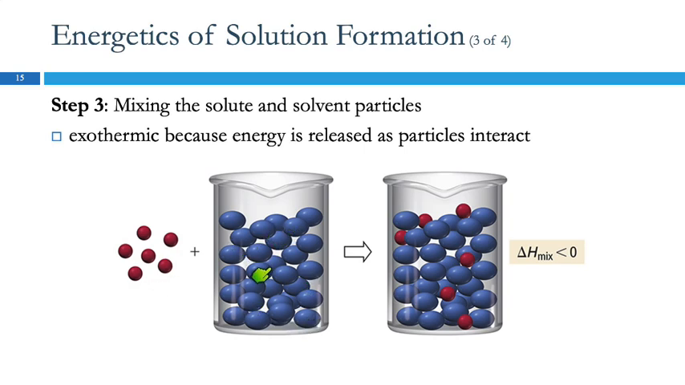And then we have the third step where we take the separated solute particles and the separated solvent particles and we mix them together. What's going to happen here is that we're going to form new interactions between particles. And so here, this will be exothermic because as those particles interact, energy is released. So delta H for the mixing is less than 0. Any questions?